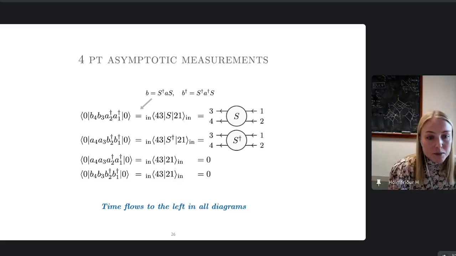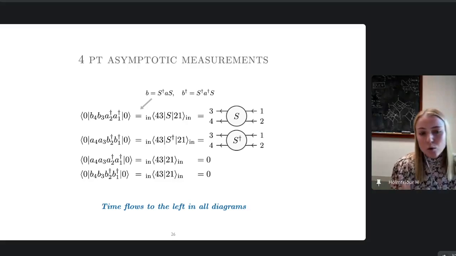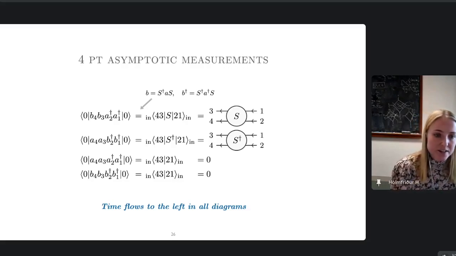We can also act with B dagger first and then A. This gives the conjugated S matrix for 1, 2, 3, 4. Then we can act with only A's. This is like a forward term, and we'll also take these to be 0. So we'll always assume that none of the incoming particles is exactly forward with any of the outgoing particles.